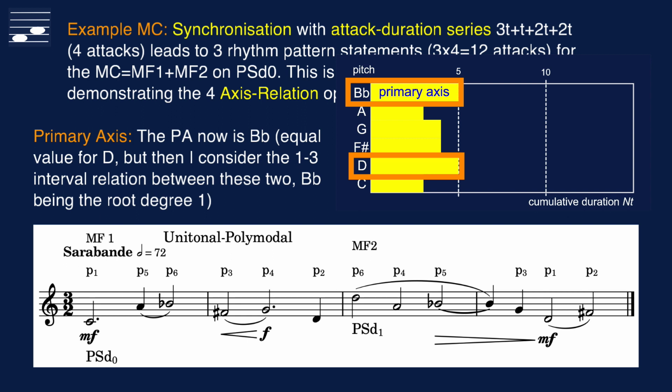The distribution shows the same peak value for B flat and D, and forgive me for the wrong pitch in MF2. So now again I use the root third property of the B flat D interval in order to label the B flat as the predominant pitch.